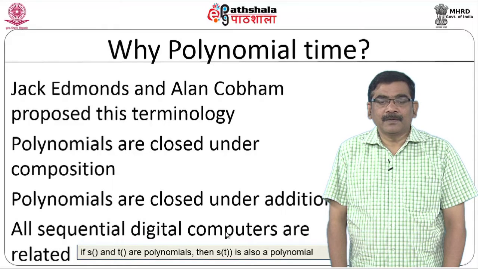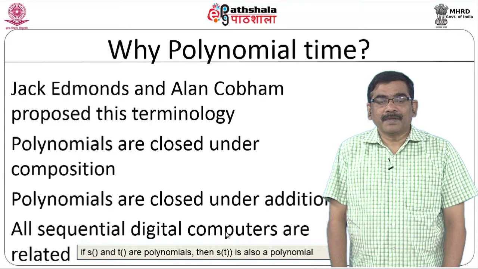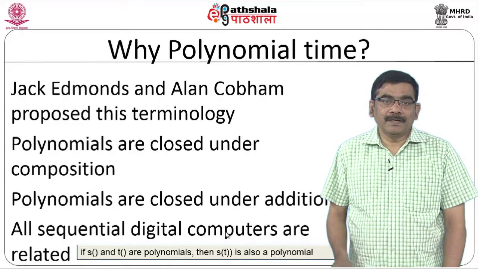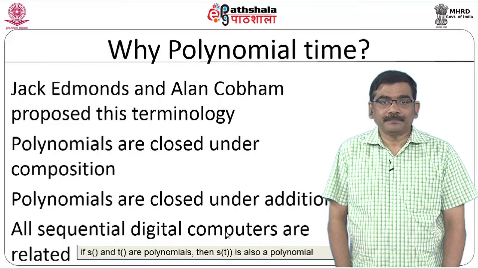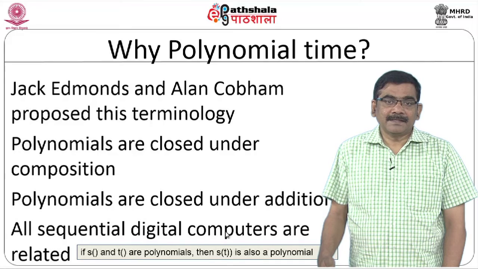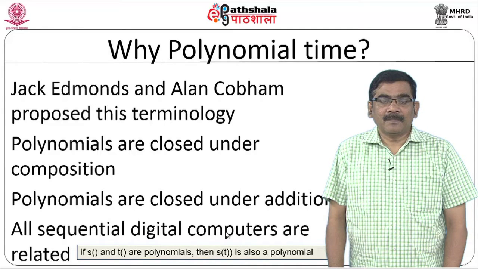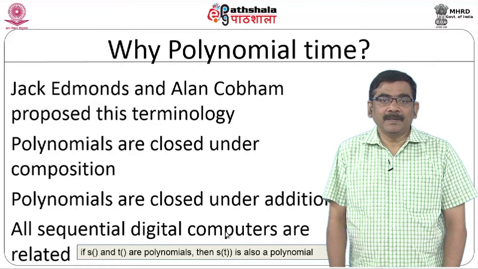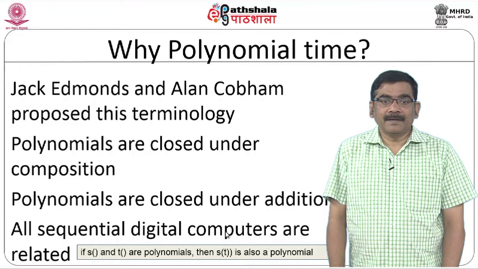Similarly, polynomials are closed under addition also. In other words, S plus T is equal to T plus S. And if a problem can be solved on two computers using different polynomial times, then we can say that one polynomial is represented as another form of the other polynomial. In other words, the same complexity is represented as a different polynomial in different systems, but they are polynomials and are related.